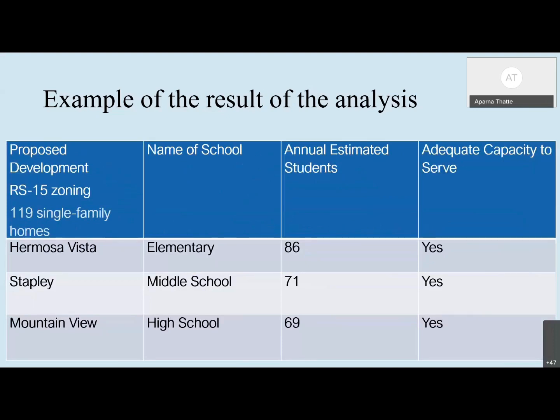So this is what a resulting picture looks like, which we might share with City of Mesa. It's a proposed development with 119 single-family homes with RS-15 zoning. All the schools are identified at all the different levels. The number of students that might result from this development are identified, and whether there is capacity to serve them.